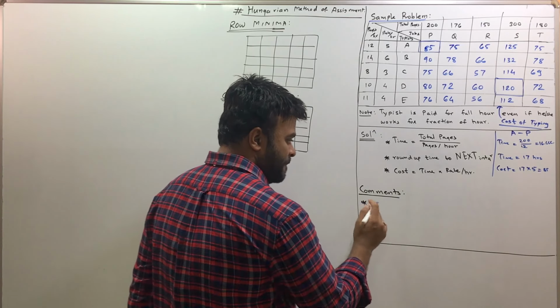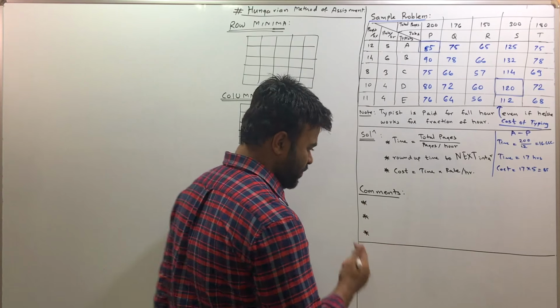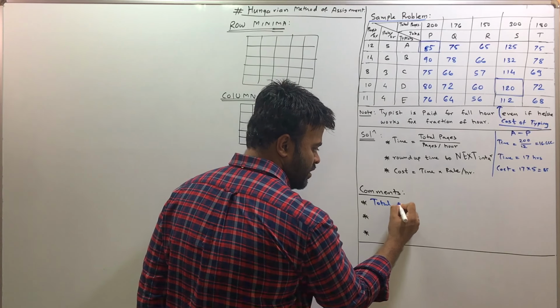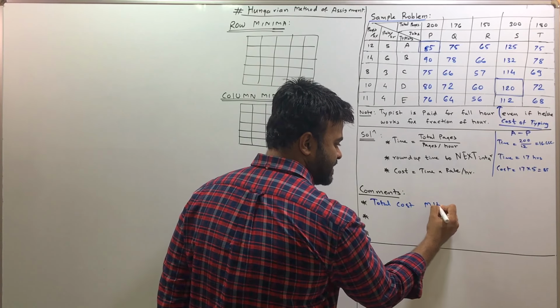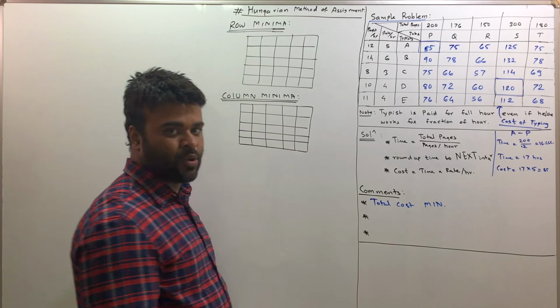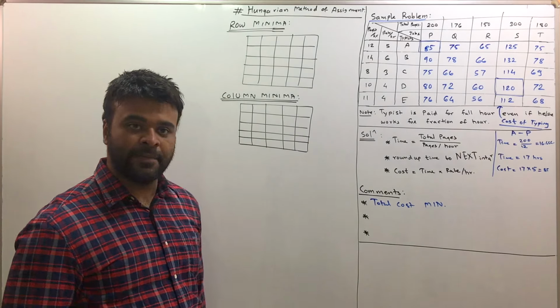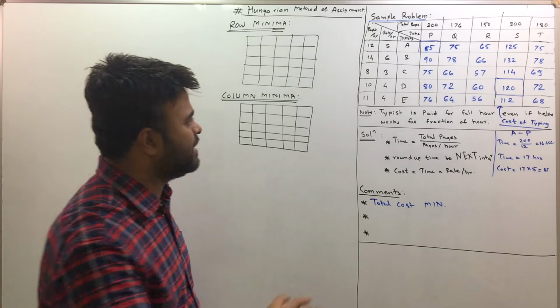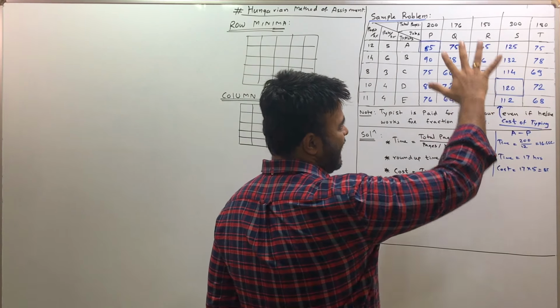Okay, so let me write down comments one by one. The first comment is we should write down what we are supposed to do. The first point is this is total cost minimization, so you want to minimize total cost. Second, I want to check how many rows we have. We have 5 rows and we have 5 columns.